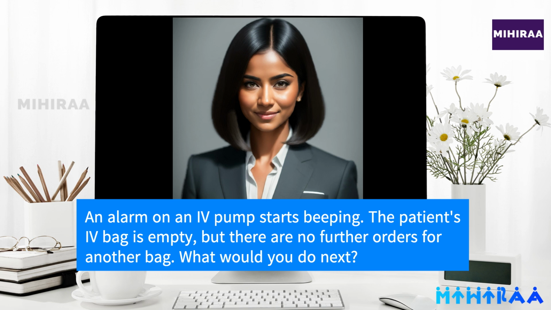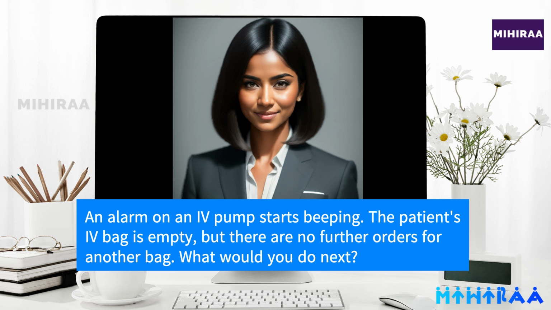I would then close the roller clamp on the IV line to prevent air from entering the tubing and potentially causing an air embolism, which could be dangerous. Next, I would check the patient's current condition, including their vital signs and overall status, to ensure that there are no immediate concerns related to the cessation of the IV infusion.